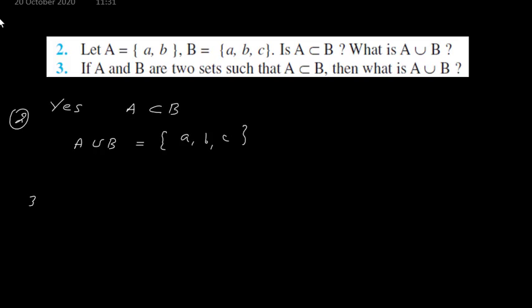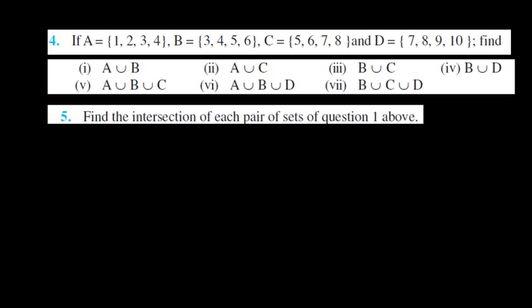For the third question, we will say that if A is a subset of B, then A union B is set B. Fourth question: set A includes 1, 2, 3, 4, set B includes 3, 4, 5, 6, set C includes 5, 6, 7, 8 and D includes 7, 8, 9, 10. We have to find A union B.